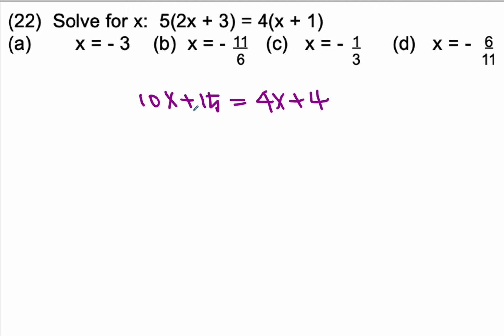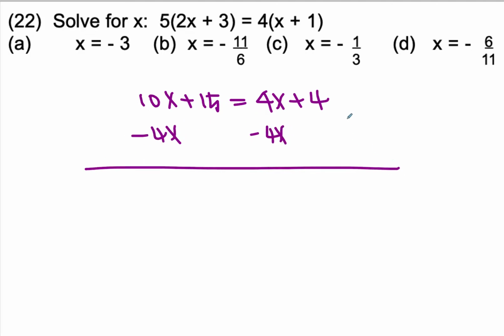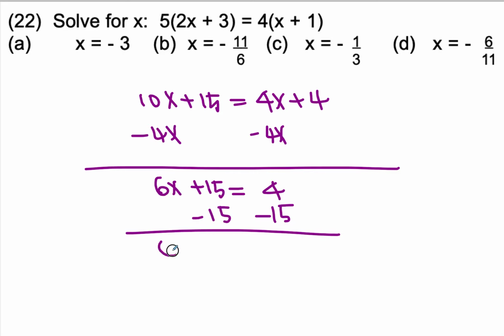And then have all the x's on one side and the constants on the other. So subtracting 4x from both sides, we get 6x plus 15 equals 4. And then I'm going to subtract 15. Then we get 6x equals -11. So when you divide by 6, x equals -11/6. So -11/6, which is choice B, becomes the answer.